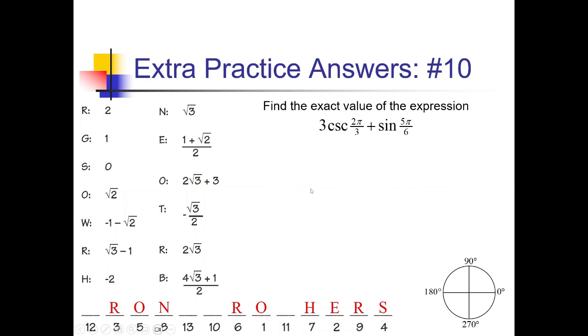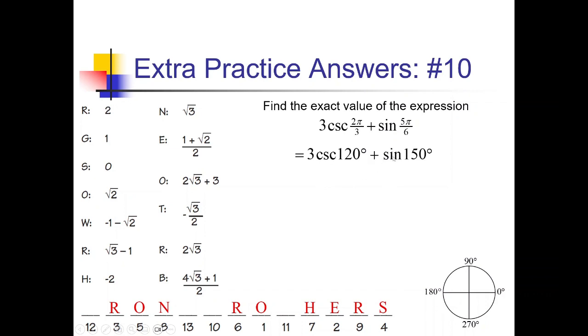Here we go with number 10. This might not be the last problem, but it could have qualified for the final boss battle. There's a lot going on with this one. Let's start by turning these into degrees. So 180 divided by 3 is 60, times 2 is 120. So we have 3 cosecant of 120 degrees, plus now we have 180 divided by 6 is 30, times 5 is 150, so sine of 150 degrees.